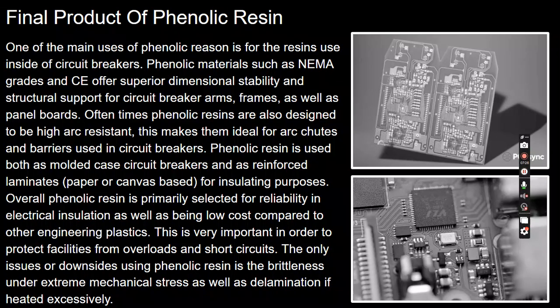Phenolic resin is used both as molded case circuit breakers and as reinforced laminates, paper or canvas based, for insulating purposes. Overall, phenolic resin is primarily selected for reliability and electrical insulation, as well as being low cost compared to other engineering plastics. This is very important in order to protect facilities from overloads and short circuits. The only downside of using phenolic resin is the brittleness under extreme mechanical stress, as well as delamination if heated excessively.